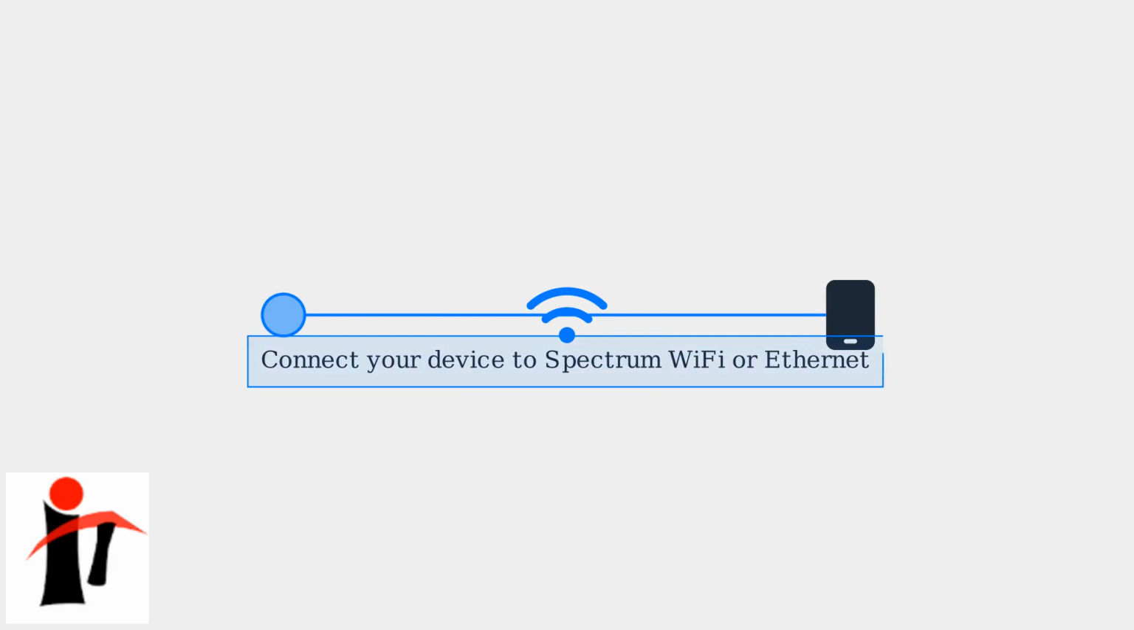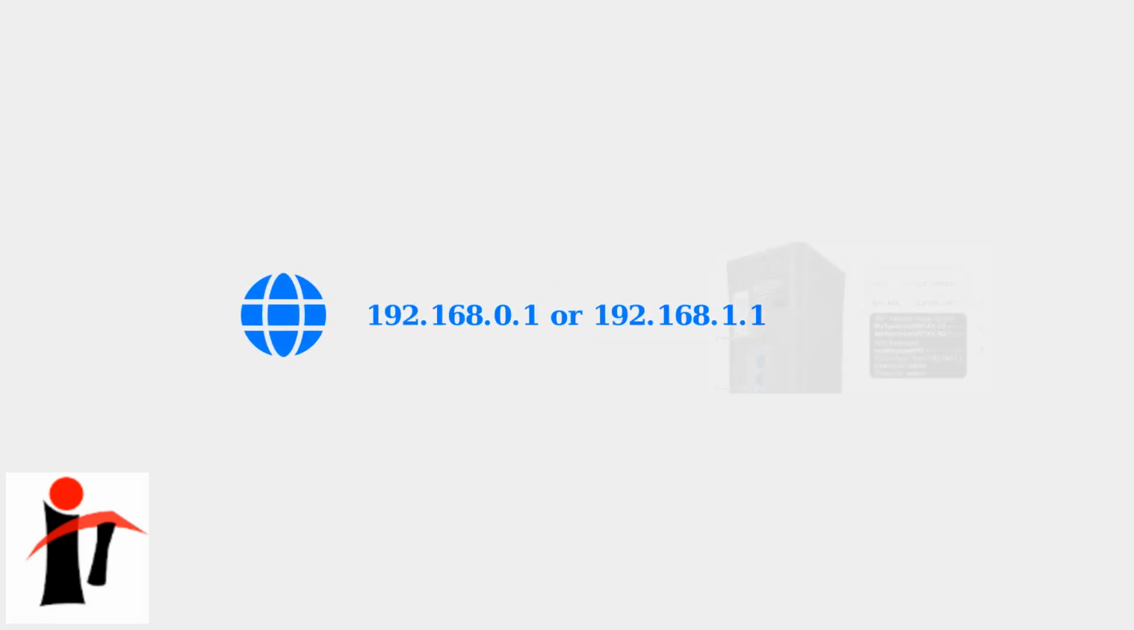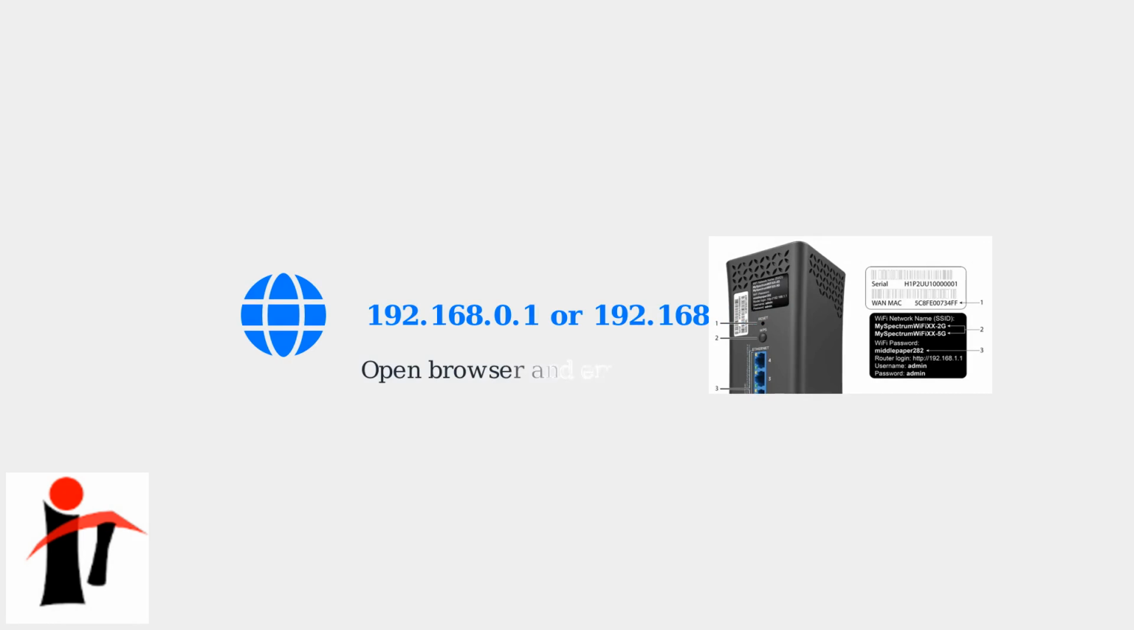Want to customize your Spectrum Wi-Fi or troubleshoot connection issues? It all starts with accessing your router's admin panel. First, ensure your device, computer or phone, is connected to your Spectrum router's Wi-Fi network or directly via an Ethernet cable. Then, open a web browser and type your router's IP address into the address bar.